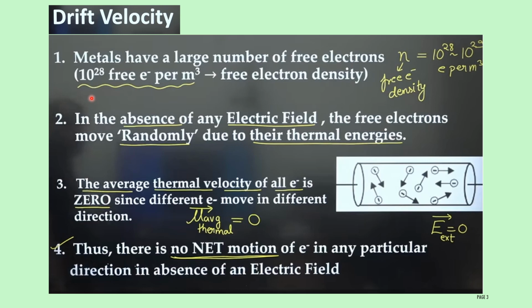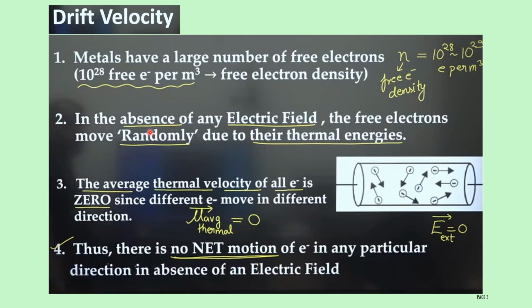Let us consider in detail. First one, metals have a large number of free electrons, 10 to the power of 28 free electrons per meter cube. We call this the free electron density. For example, consider a 1 meter cube volume of copper. Inside the copper, the number of free electrons varies from 10 to the power of 28 to 29 per meter cube. This is N, the number of free electrons, which we call the free electron density.